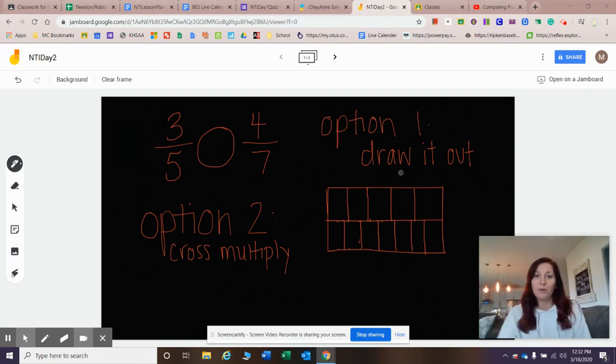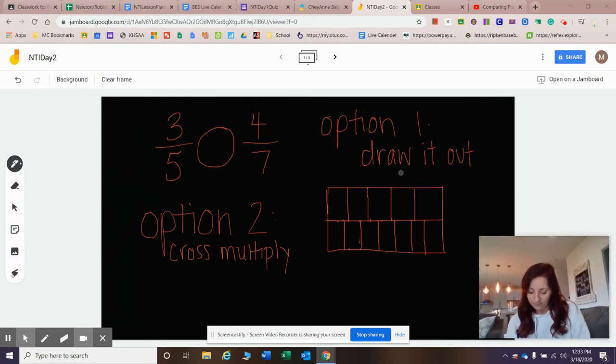So day 2, we have been talking about comparing fractions, but yesterday we talked about comparing fractions with like numerators and like denominators. Well, today we're going to be comparing fractions that don't have like either one. But don't panic, we still have the same options. I already went ahead and drew these out for us, and hopefully we can get through some more examples quicker. So remember, that's always option 1, draw it out. Option 2, cross multiply.